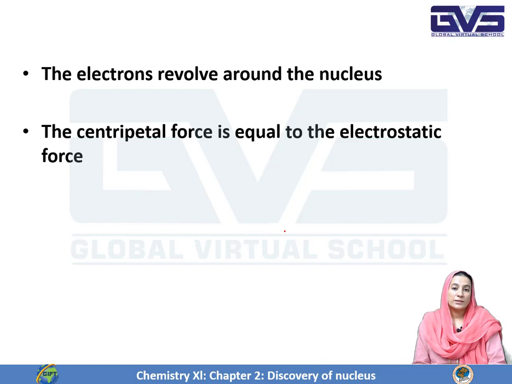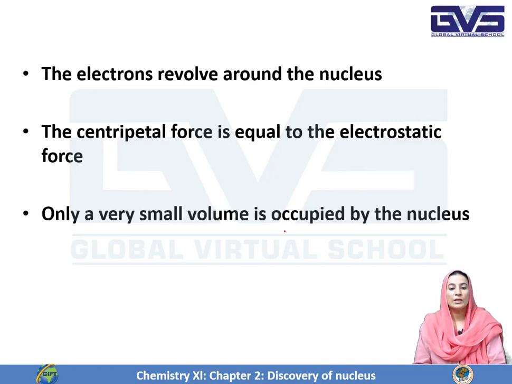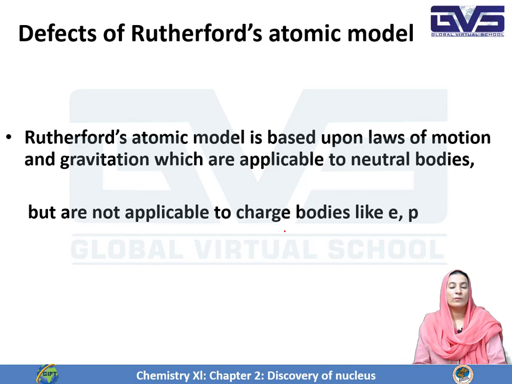In this case, centripetal force is equal to the electrostatic force of attraction. If they are imbalanced, then the electron must be attracted to the center, or it must be repelled from the center. But here he concluded that both forces, centripetal force and electrostatic force of attraction, are equal, and only a very small volume of the overall atom is occupied by the nucleus. Most of the part is empty, where the electron revolves.